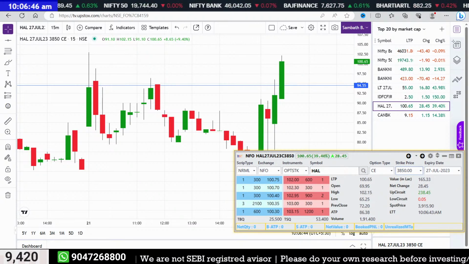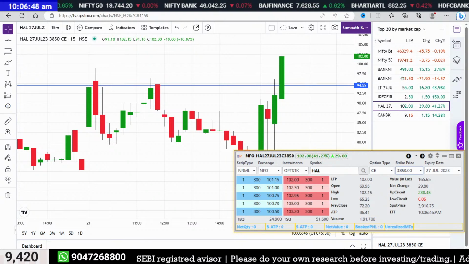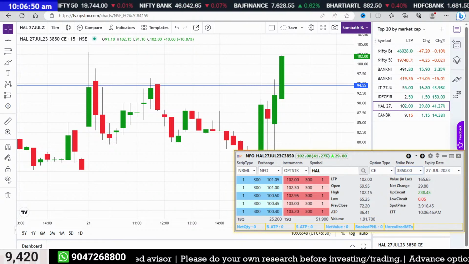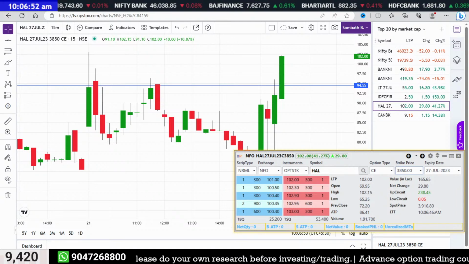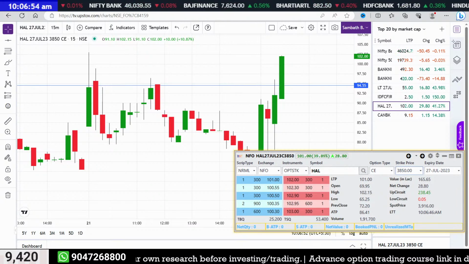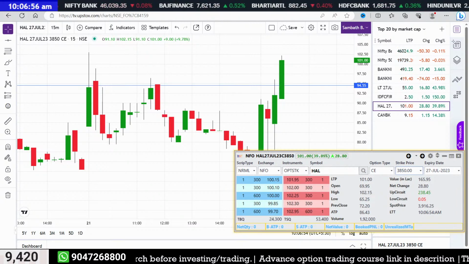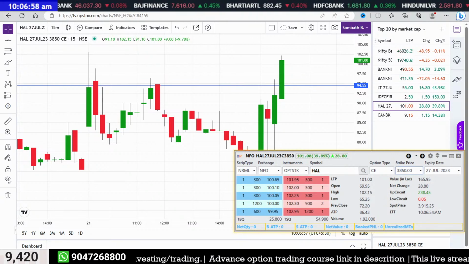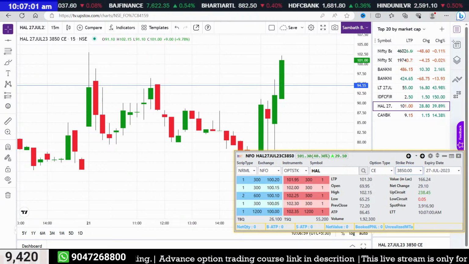That's good enough. So if you want to wait, you need to keep trailing your stop loss and you should wait for it. Almost it is going to break that level. It has already broken our entry point around 94. Now it is 102. Okay, but it is also a good opportunity.